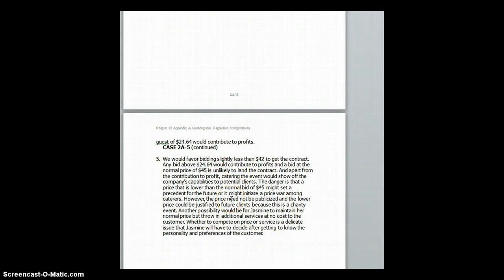As we discussed already in part 4, any price above $24.64 per guest is going to yield a profit. And therefore, we could bid below $42, potentially win the contract, and still make a lot of money. So that's what really needs to be looked at here. A price below $42, say $40, is going to yield $15.36 per guest of contribution to profit. This does it for our discussion of solution to problem case 2A-5.